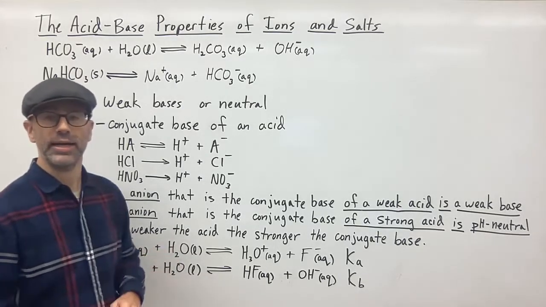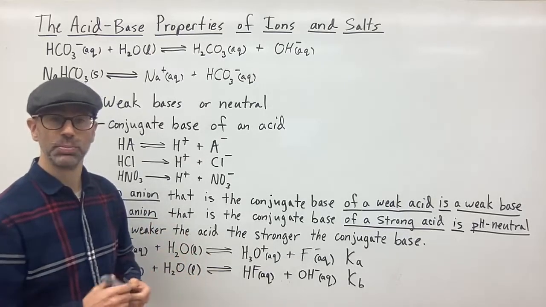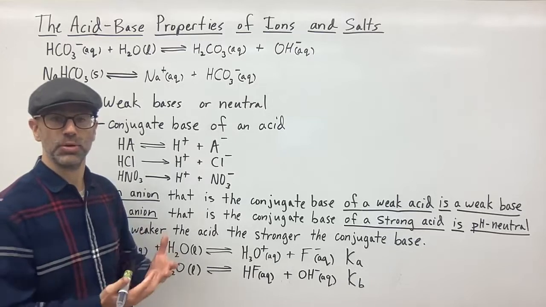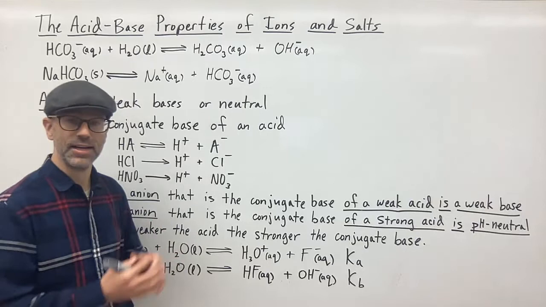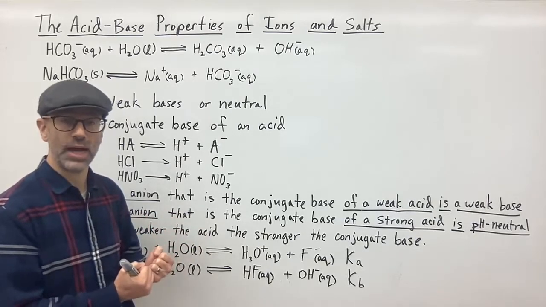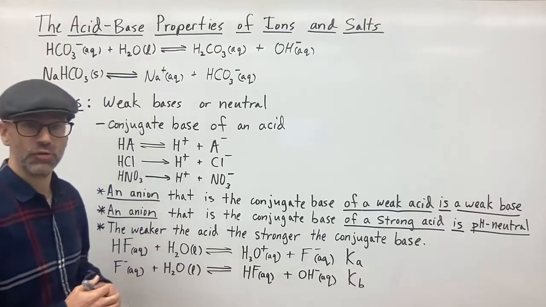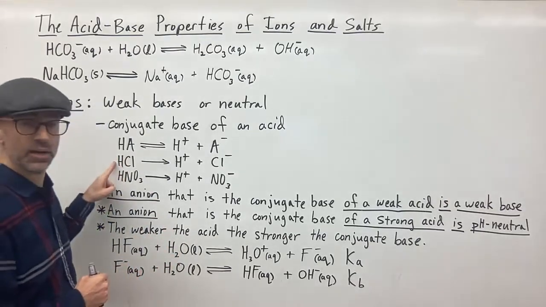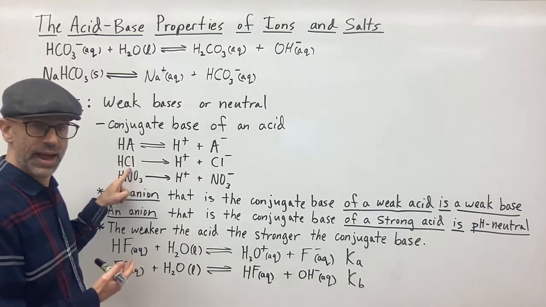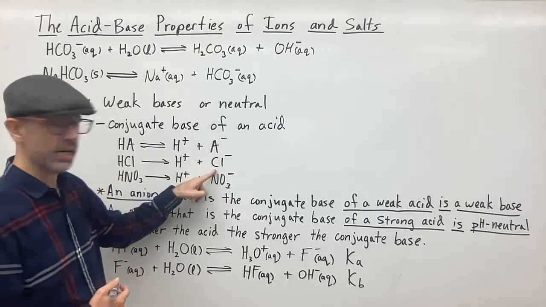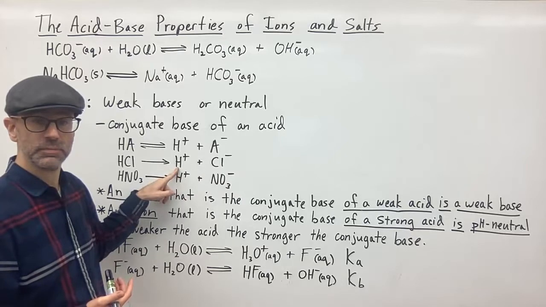It has to do with the affinity of the anion to the H plus. The more affinity your anion has to the H plus, the more it's going to hold on to it, and it's not going to let it go as easily in water. So if you have a strong acid like HCl, the chloride ion here does not have a very strong affinity to H plus.